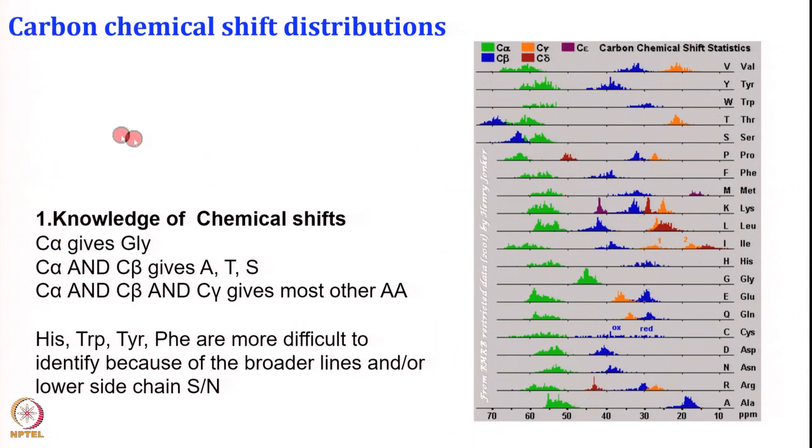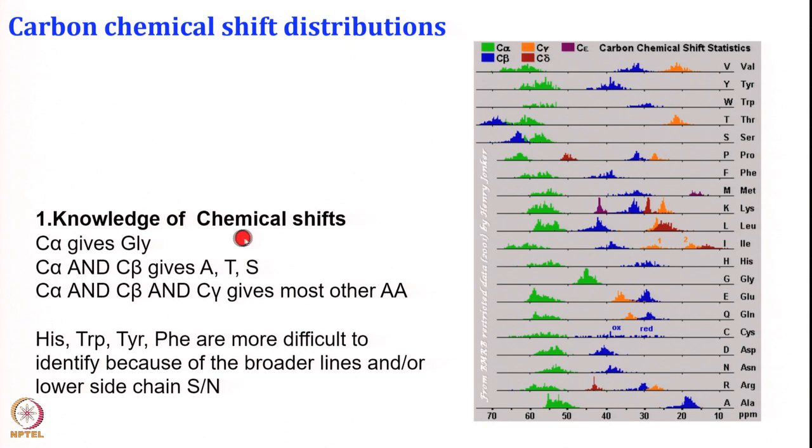We know from our chemical shifts that C alpha has only glycine. However, spin systems like alanine, threonine, serine have C alpha and C beta with characteristic values, so it helps us in resonance assignment. Glycine has C alpha only, at 45. Alanine has C alpha around 52 and C beta around 22, just two spin systems. For threonine, C beta is lower than C alpha; for serine, again C beta is lower than C alpha. So using all those signatures, we can start the assignment.